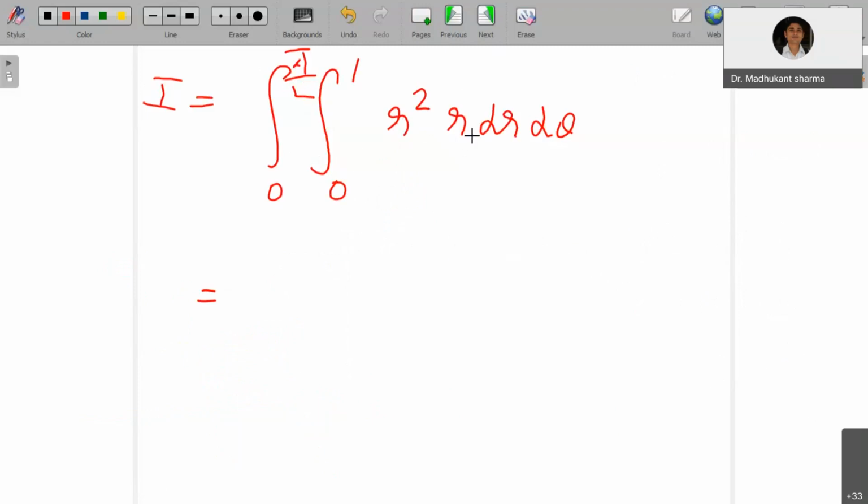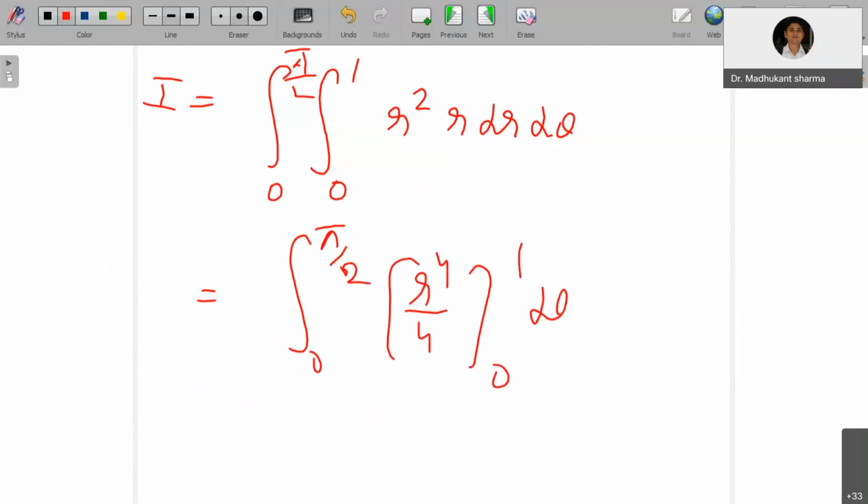The integration of r cubed is r to the power 4 by 4, from 0 to 1, d theta, and that is going to be 1 by 4, upper limit minus lower limit, times pi by 2. So the final answer is pi by 2. So it's a one or two line solution per problem once you change into the polar coordinate system.